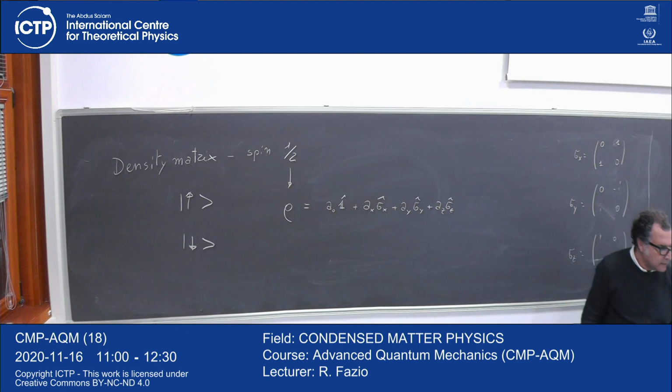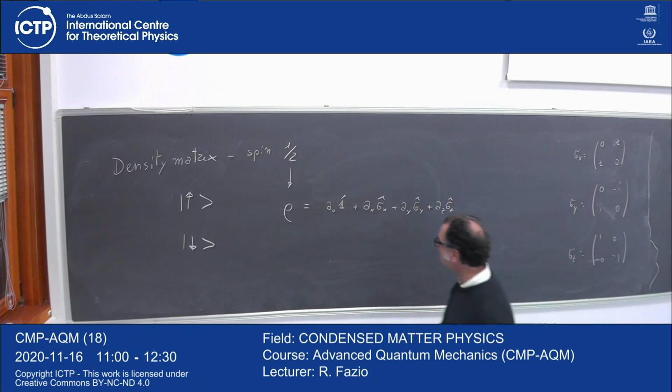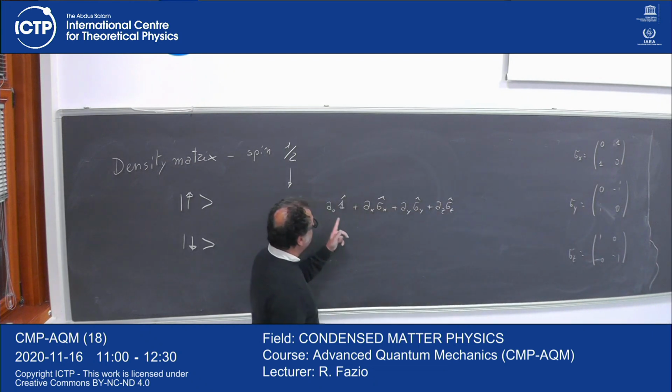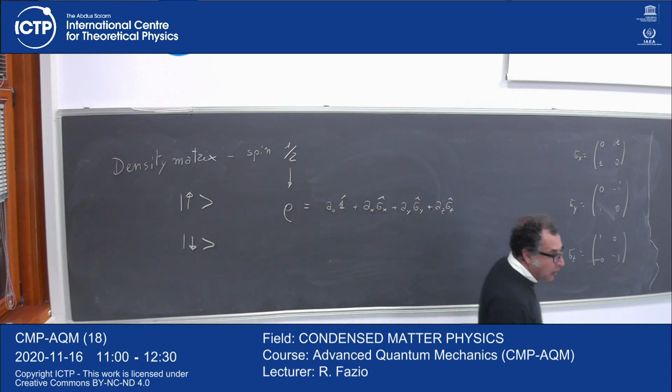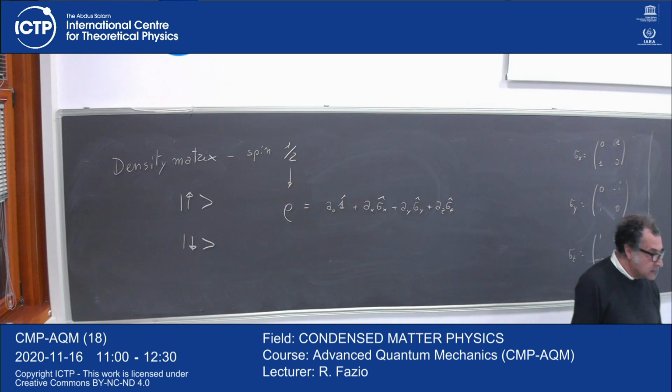Now, as we discussed before, not all values of the coefficients are allowed in order to describe the density matrix. Let's see step by step. So first of all, the coefficients, can they be complex or not?